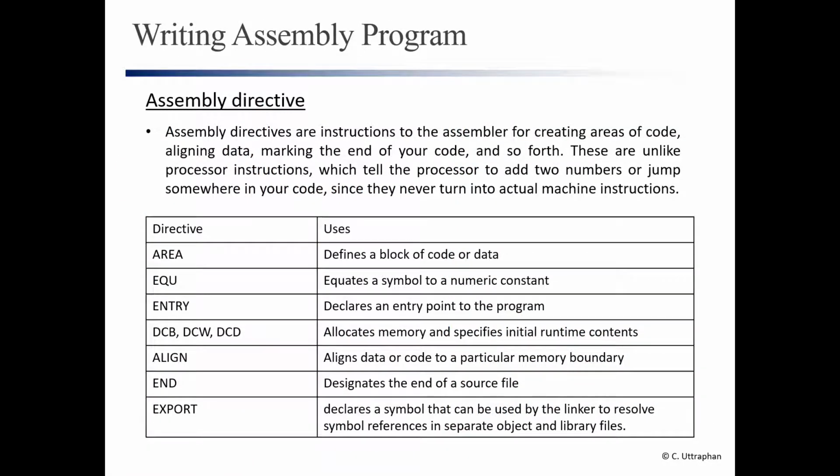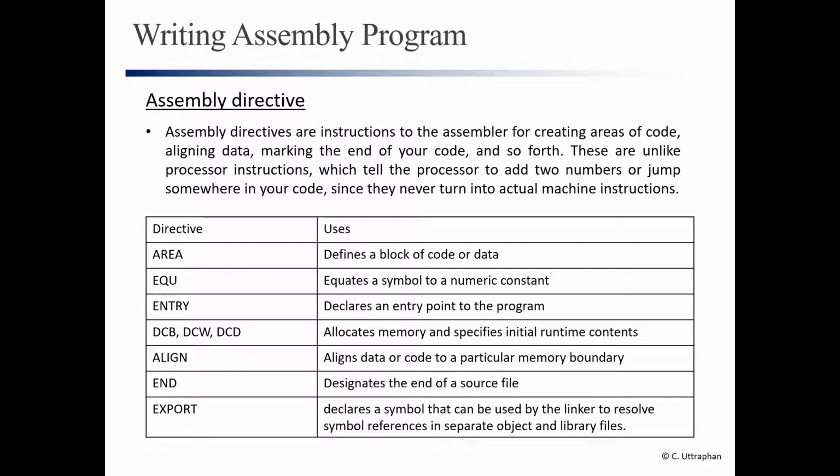We have learned some of the most important ARM instruction set. Now, we will learn how to write an assembly program using the instruction set that we have learned. However, before we can write our assembly program, we need to know some of the requirements in writing the assembly program. One of these requirements is the assembly directive. Assembly directives are instructions to the assembler for creating areas of code, aligning data, marking the end of your code, and so forth. These are unlike processor instructions, which tell the processor to add 2 numbers or jump somewhere in your code, since they never turn into actual machine instructions.